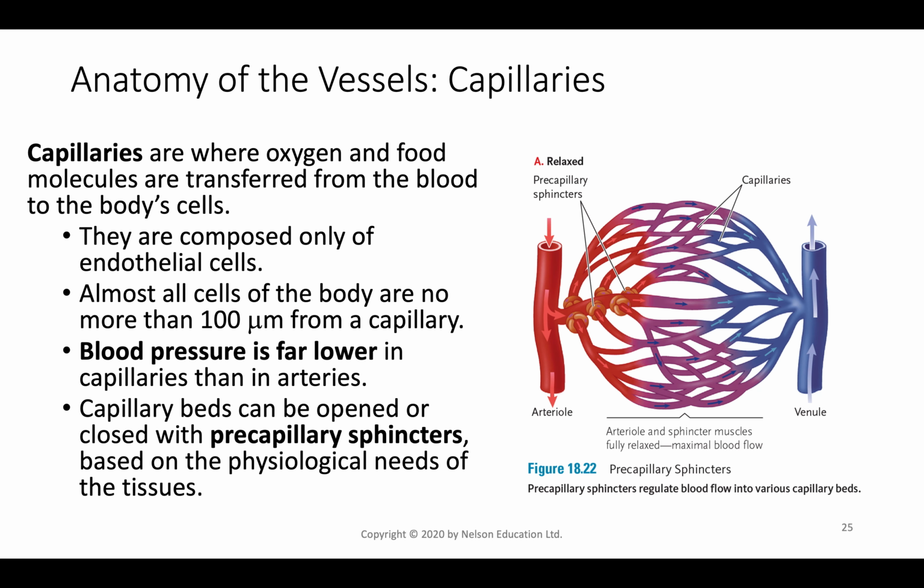Capillaries are going to be very small. Again, they're going to be so small that only one blood cell can go through at a time. They're composed almost entirely of endothelial cells, so the membrane's almost entirely gone now. And almost every cell in the body is going to be right next to, if not 2 cell layers away from a capillary bed. So almost all cells of the body are within 100 micrometers of a capillary.